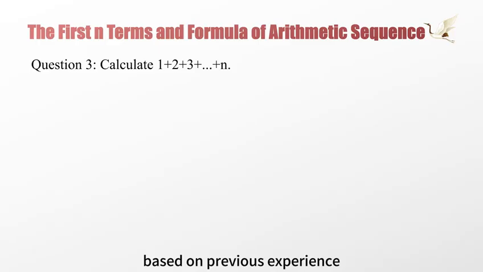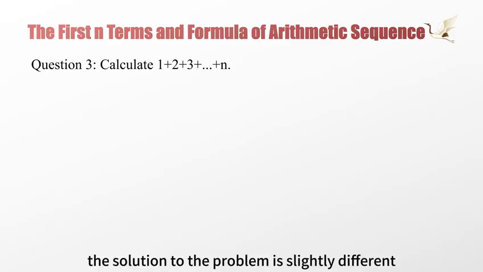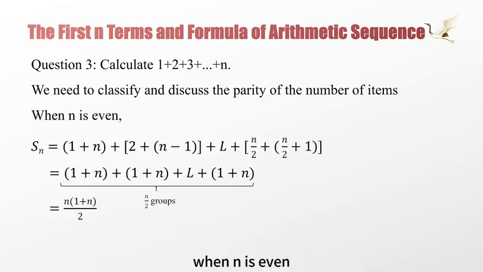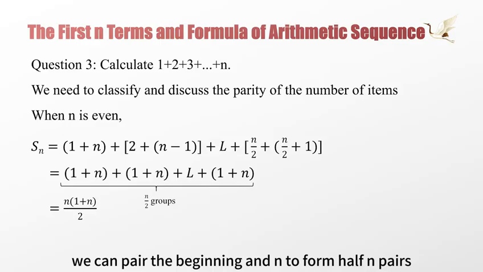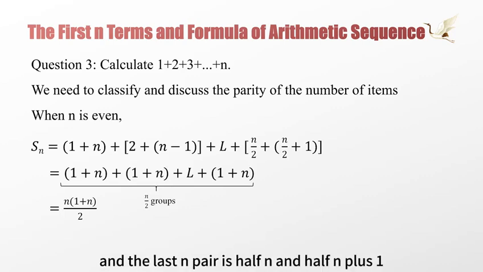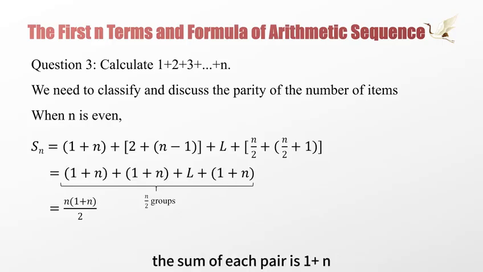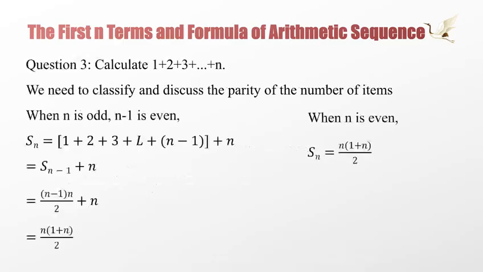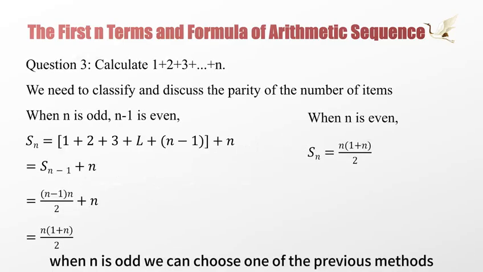Based on previous experience, the solution to the problem is slightly different when the number of terms is odd and even, so we will classify and discuss the parity of the number of terms here. When n is even, we can pair the beginning and end to form n/2 pairs. The first pair is 1 and n. The second pair is 2 and n minus 1, and the last pair is n/2 and n/2 plus 1. The sum of each pair is 1 plus n. There are a total of n/2 of 1 plus n, so the result is n times n plus 1 divided by 2. When n is odd, we can choose one of the previous methods.